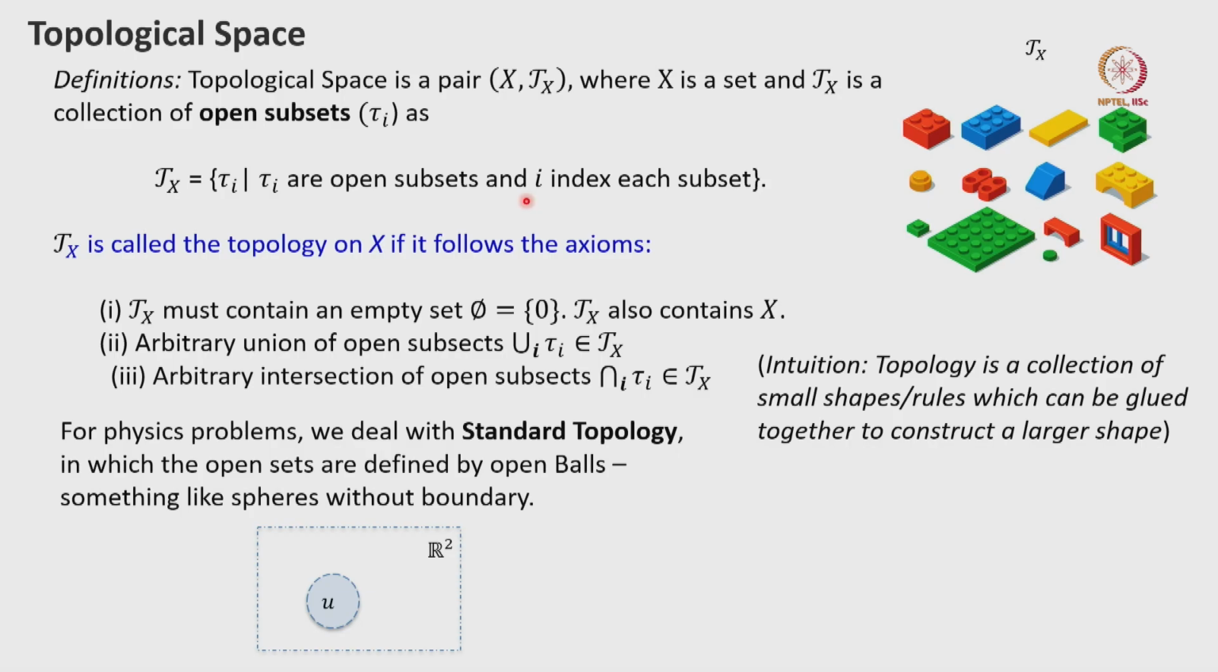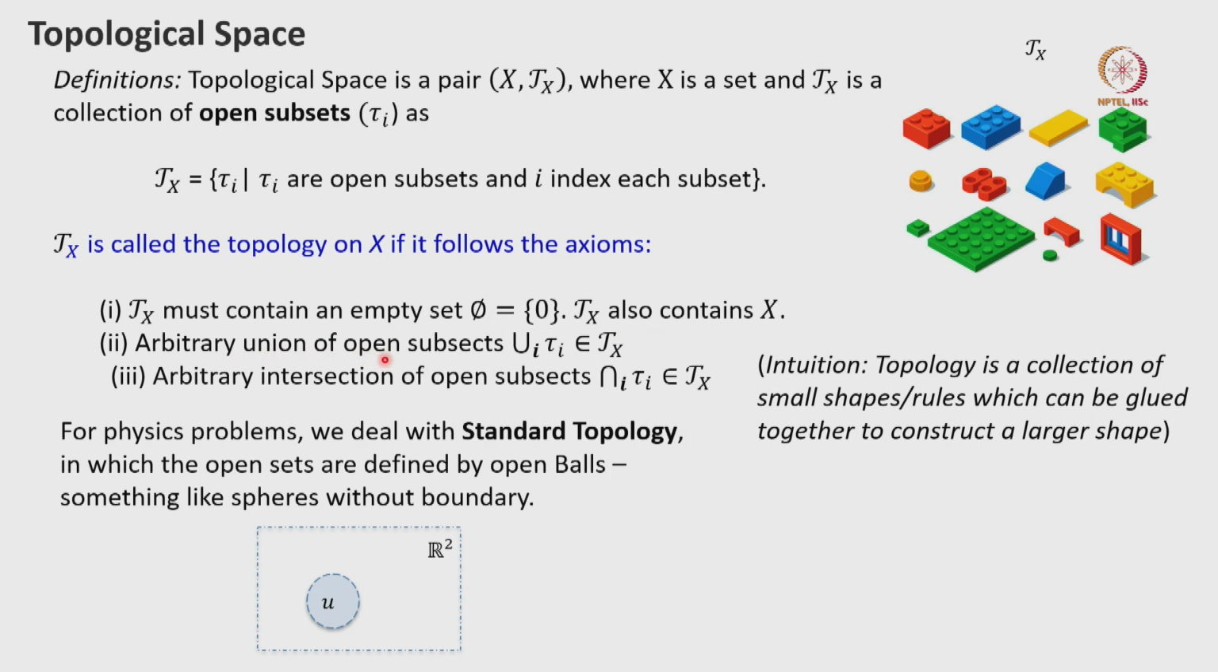So, how many open subsets have we given? It is not that anything you give will qualify as a topology, and that anything you give will help us glue together and get a shape. So, there have to be some axioms, and these are the axioms. So, it should contain the empty set. Okay.